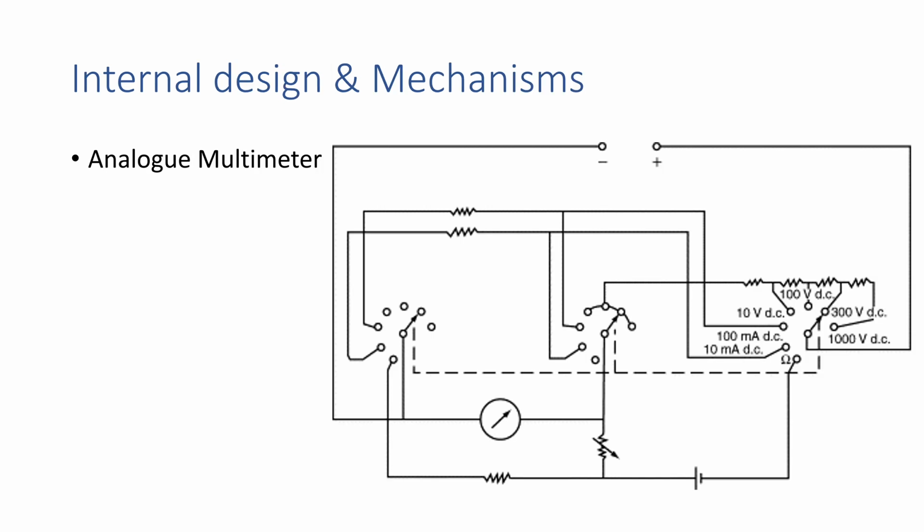And here's some introduction of the internal design and mechanisms for analog multimeter. For analog multimeter, it consists of a moving coil analog meter with a switchable bridge rectifier to allow it to measure AC signals. In this graph, we can see a set of rotary switches allow selection of various series and shunt resistors. This will make the instrument capable of measuring both voltage and current.